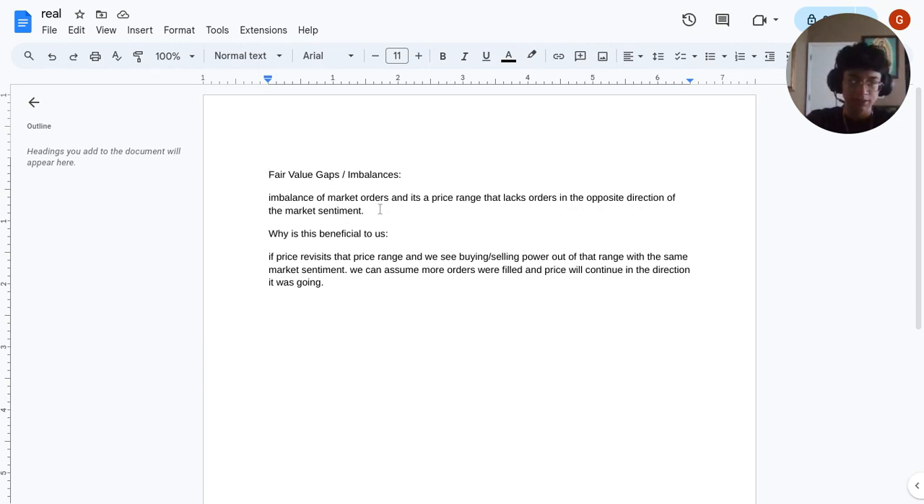So, an imbalance or fair value gap is basically an imbalance in the market. It's an imbalance of market orders. It's a price range that lacks orders in the opposite direction. So if we're in an uptrend and we spot a fair value gap, that means we spotted a price range that lacked orders going down, in the opposite direction of market sentiment.